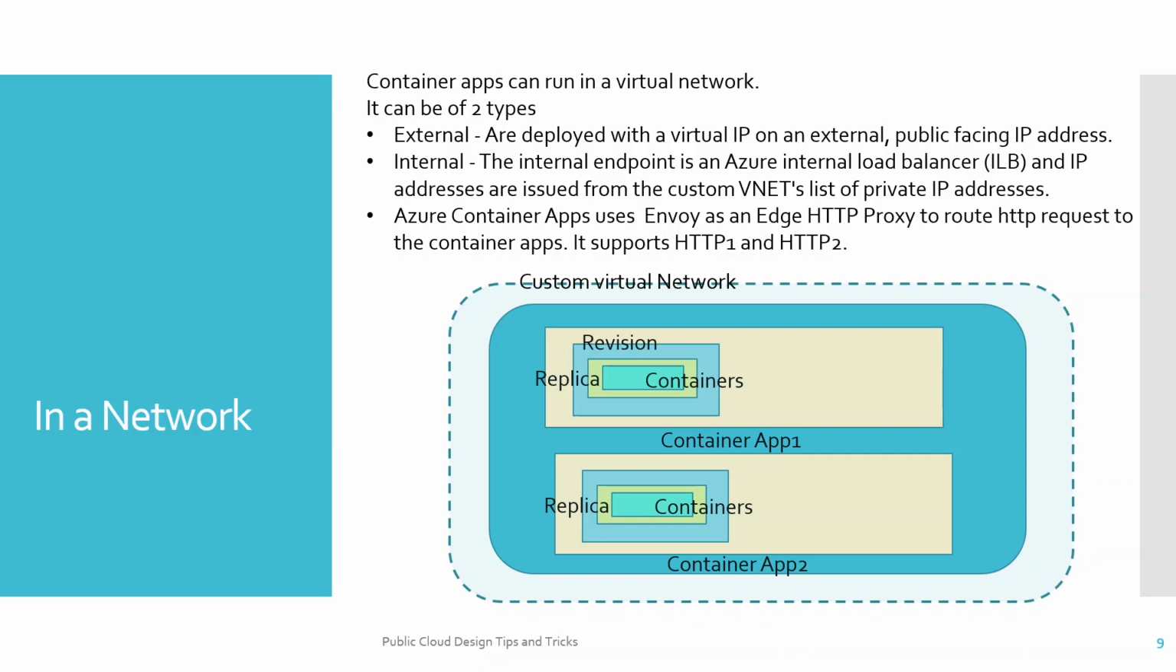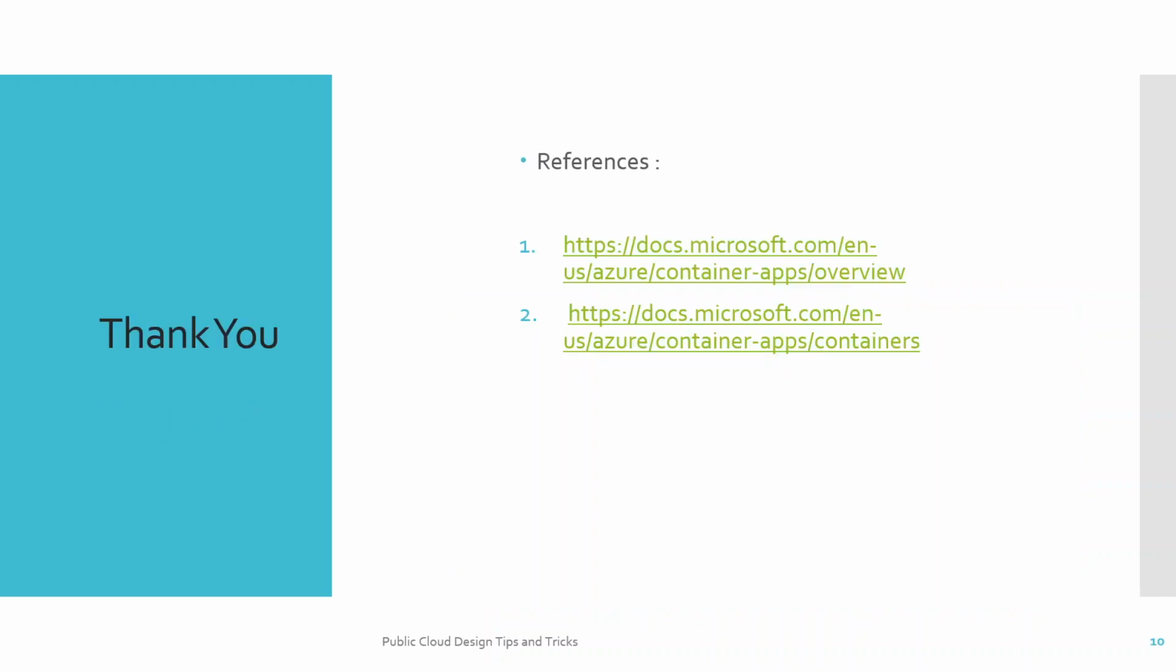Now, Azure Container Apps uses Envoy as an HTTP proxy to route HTTP requests to the downstream container apps. So the proxy plays the role of a router from the consumer to the downstream revisions, and it supports both HTTP1 and HTTP2. So in private scenarios, you can have your own virtual network and subnets to deploy container apps to make them more secure.